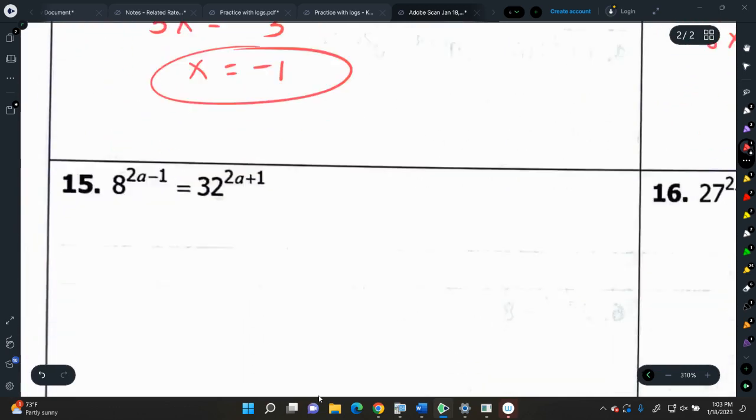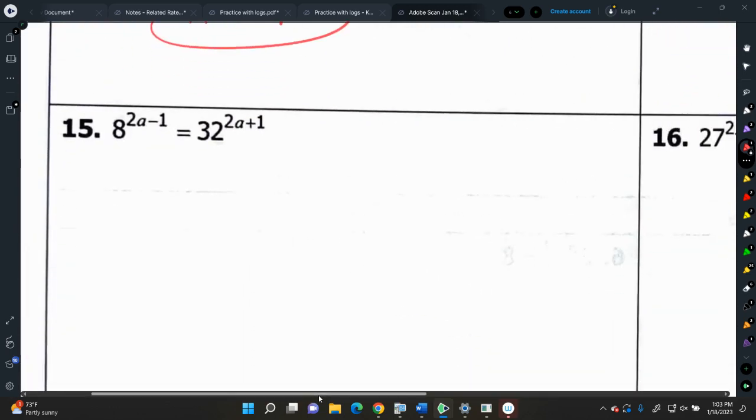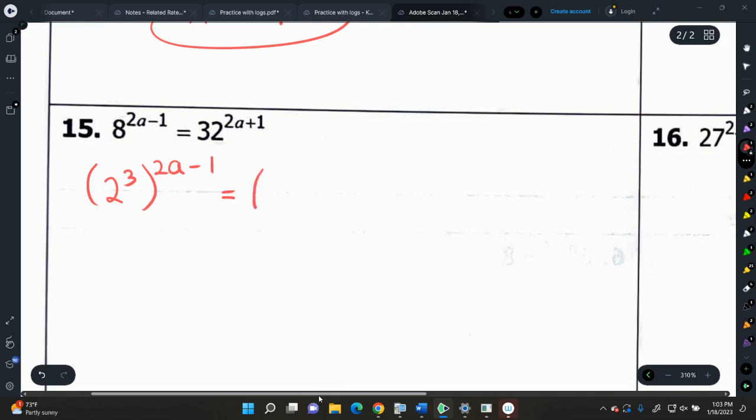All right, let's look at number 15. So what power am I going to use for number 15? 2. Okay, what's 8 written as a power of 2? Okay, so it's 2 to the third to the 2a minus 1. And then 32, that's going to be what? 2 to the 5th to the power of 2a plus 1. So when we distribute this exponent, this becomes 6a minus 3 equals 10a plus 5.